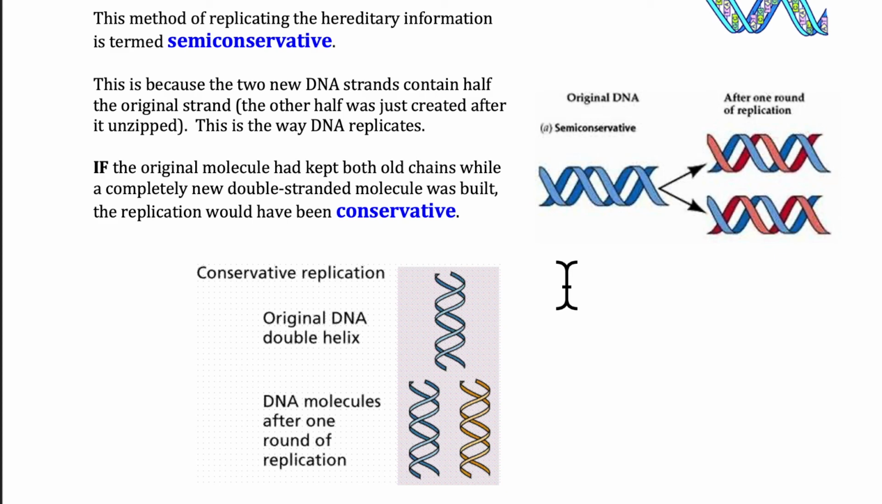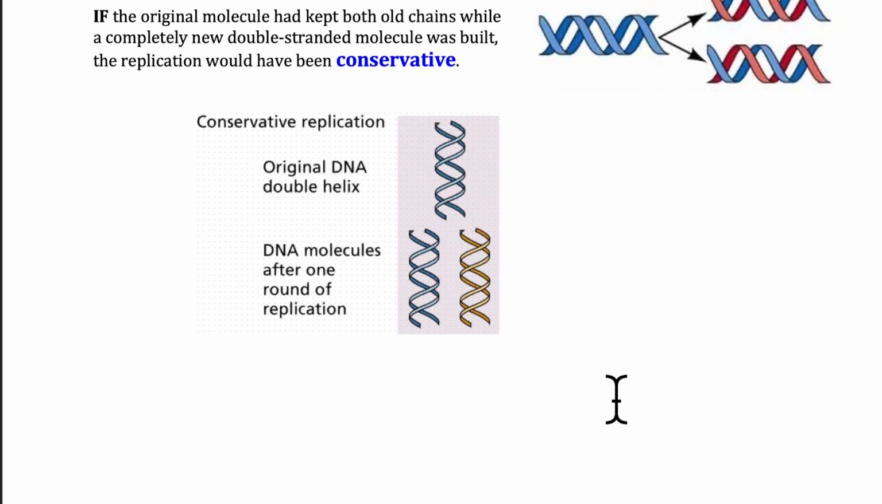If the original molecule had kept both old chains while a completely new double-stranded molecule was built, the replication would have been conservative. So this is what happens. You'll see in that picture, conservative replication. You can see the original DNA double helix. It stays the same. It doesn't change. And then DNA molecules, after one round of replication, of course, they create their own there, as you can see in the picture. So you'll see semi-conservative breaks in half, and then it makes new ones. And then you'll see that that new red pairs with an original, and then you get two copies, right? Because you need to be constantly replicating the DNA.